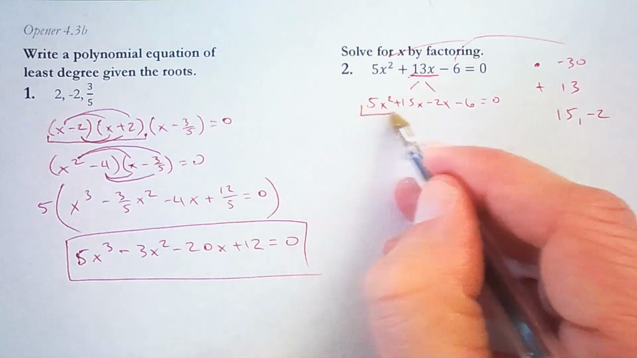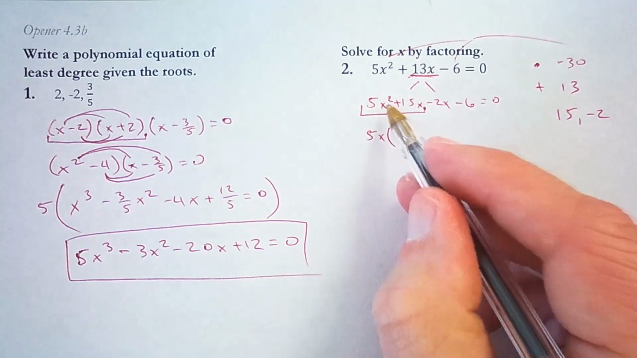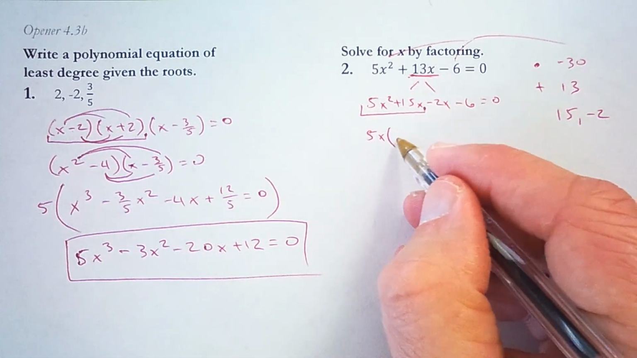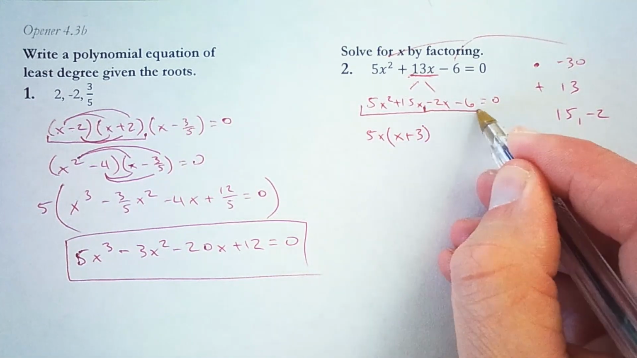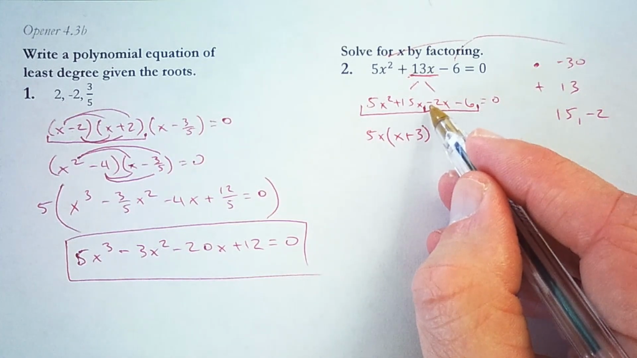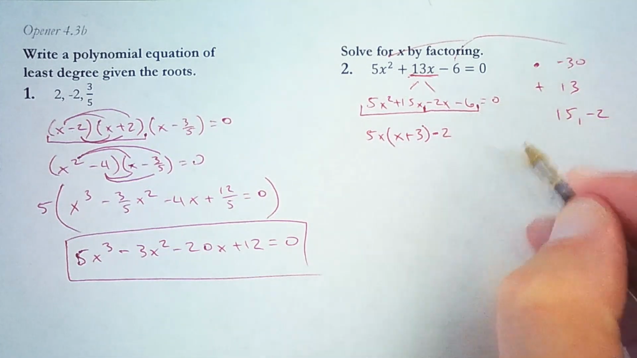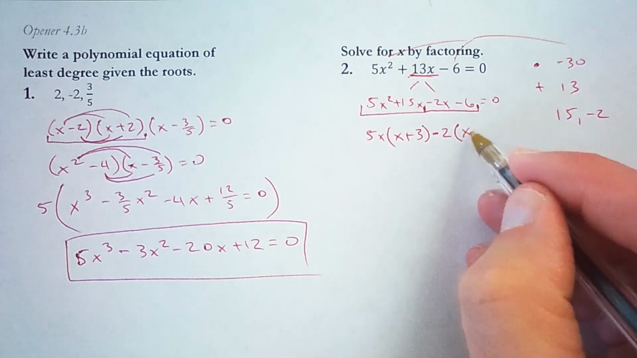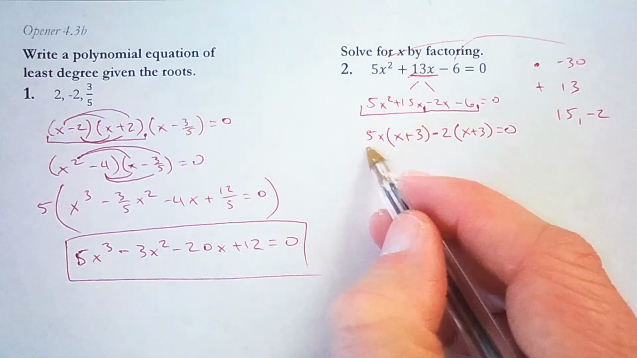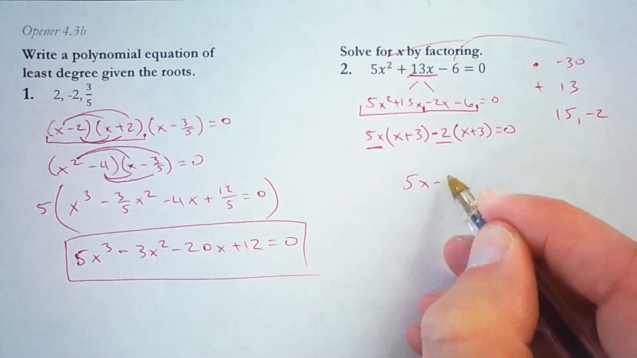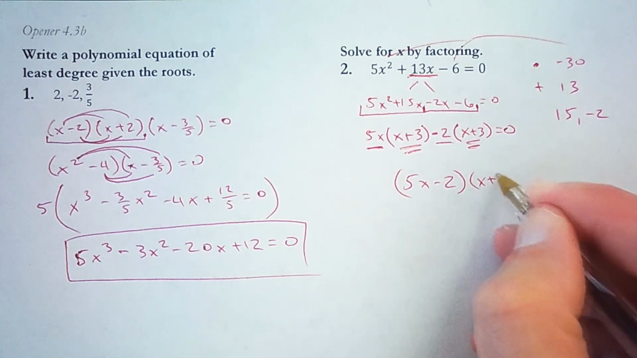Now I'm going to factor by grouping. So in my first group, the GCF is 5x. So I'm going to factor 5x out of both of these terms, and that leaves me with x plus 3. My second group starts just before that next sign, and I need to factor out that sign. So I need to factor out a negative, and the GCF looks like it's going to be 2. And when I factor out a negative 2, I get x plus 3. And then all equals 0. So my factored form is 5x minus 2 times x plus 3.